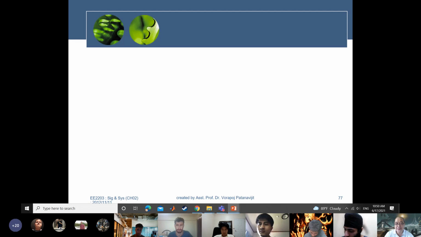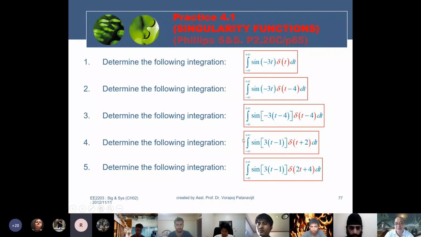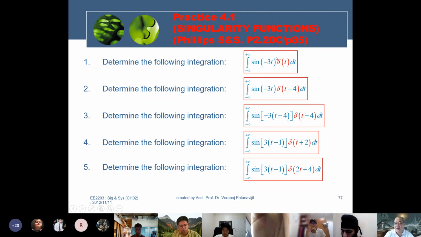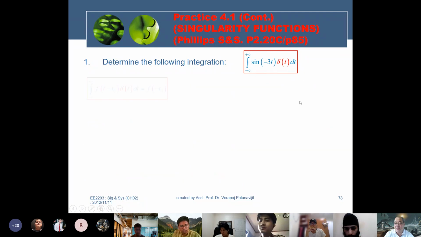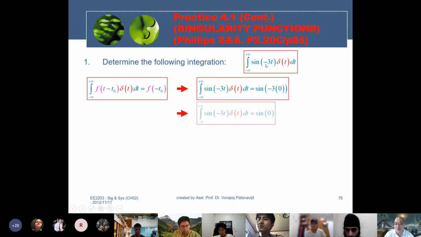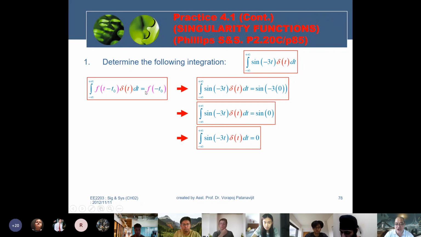You can see my slide. Yes. Okay, the first question is here. Okay, you integrate this function. The function is sine minus 3t multiplied with the delta function, the impulse function. From this formula, you can see that sine minus 3t is the function f(t). You integrate them. Therefore, from the closed form equation, you integrate f(t minus t naught) multiplied with the delta function, which is equal to f(minus t naught).